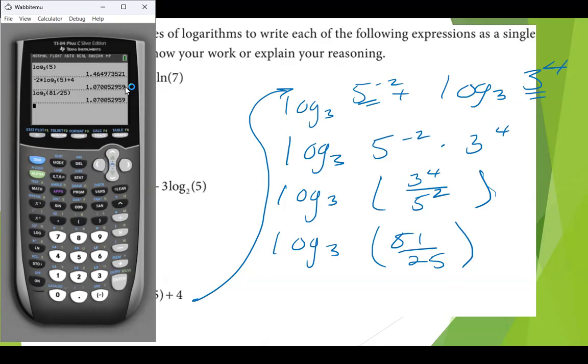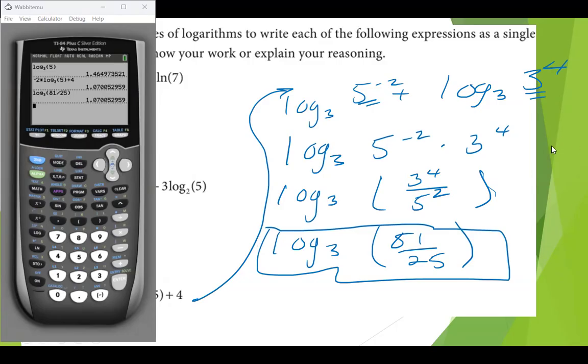If you got to the log base 3 of 81 over 25, awesome. I'm super proud of you. If you only got to where you use the power property and you stop, good job. I understand why you did that. But the goal really would have been to get down to one singular log, which meant that we would have gotten down to this guy. And as you can see, they are equivalent. Got it?